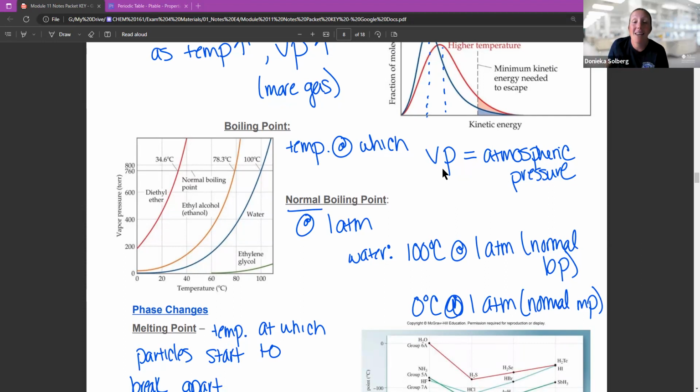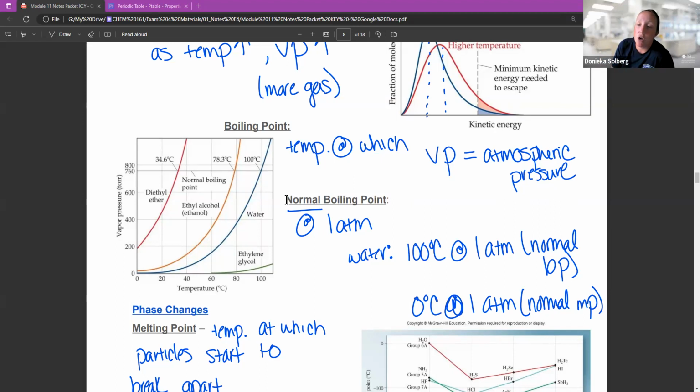Okay. Now it does change when the pressure changes. So you know that water boils at 100 degrees Celsius at sea level or where we are-ish. And at higher altitudes, water boils at a lower temperature. And that's because the atmospheric pressure is going to change. So the boiling point is going to change.